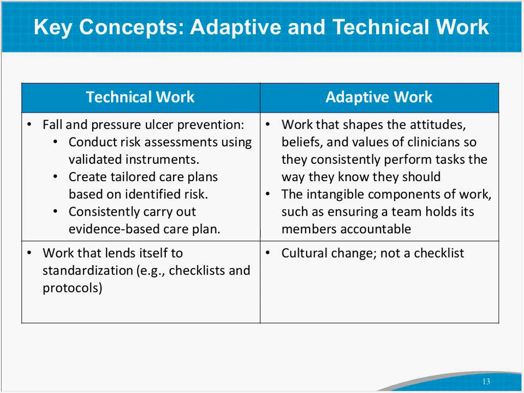But if you don't combine it with the adaptive piece, and adaptive work is work that shapes the attitudes, beliefs and values of a clinician so that they consistently perform tasks the way they should. So, for example, in the critical care environment, we had certain beliefs. It was part of our culture that our patients would get pneumonia on the ventilator and they would get central line bloodstream infections, that they're just really sick and things happen.